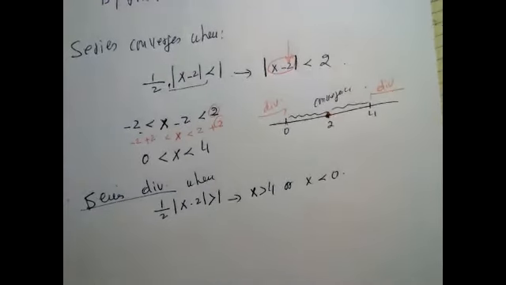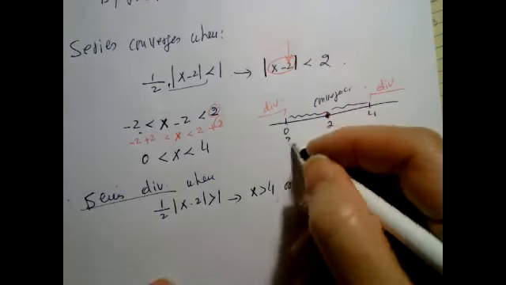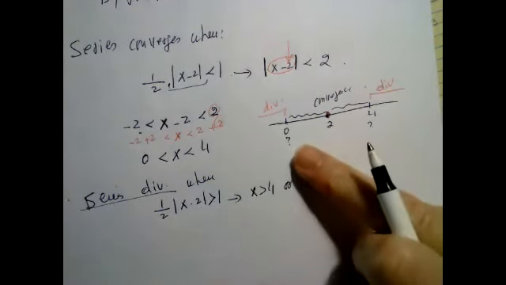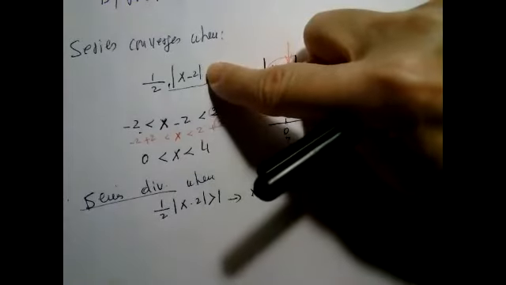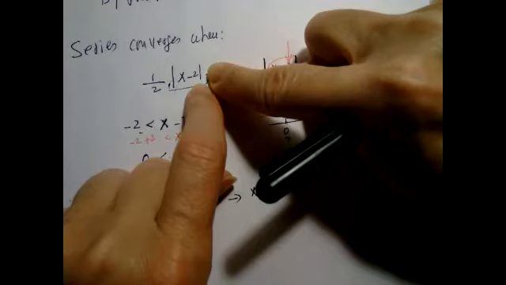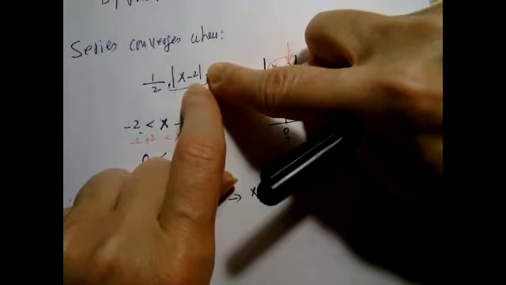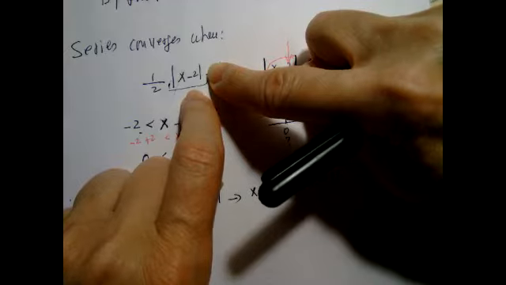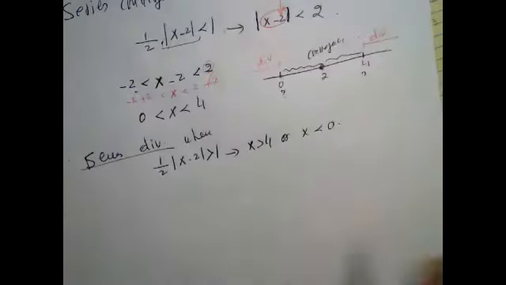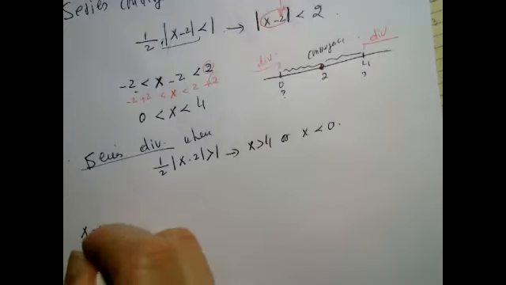Now finally, at the endpoints, meaning at 0 and at 4. If x is 0, watch, the ratio will be 1. It means the ratio test is inconclusive. So that's why we always end up doing something else at the endpoint. So now the endpoint, x equal to 0. What do we do at this stage?